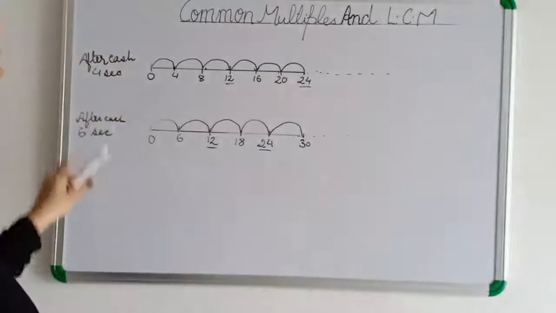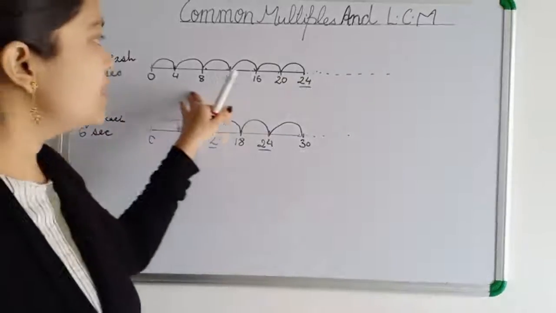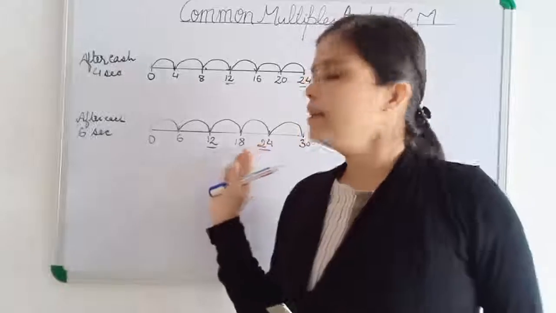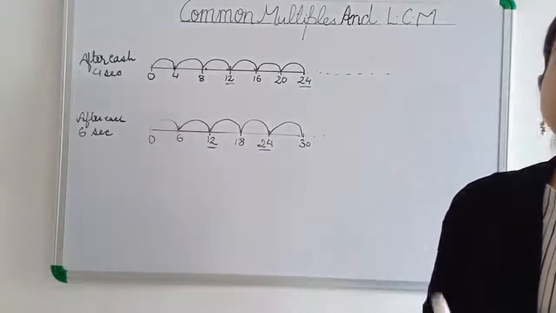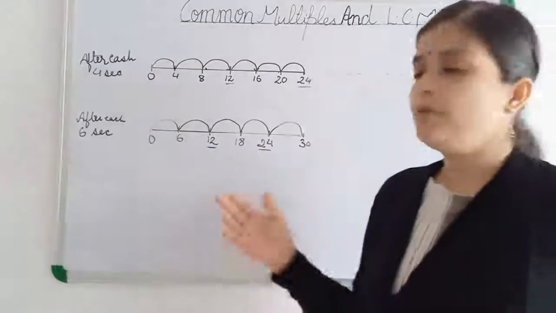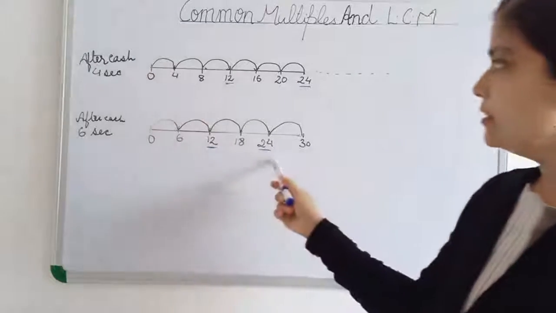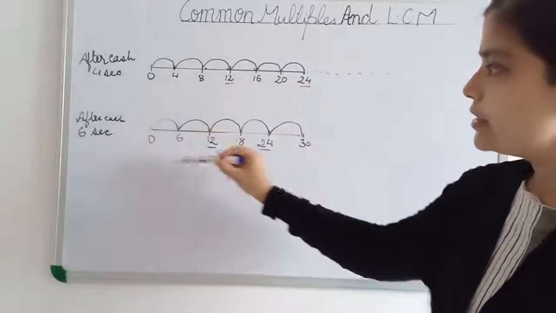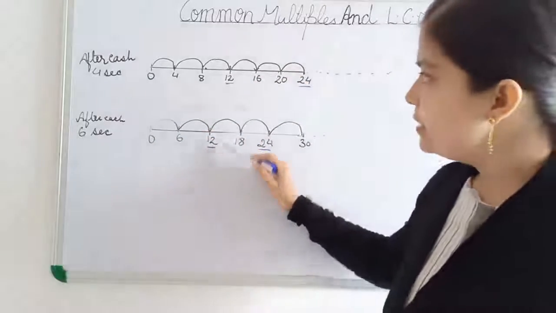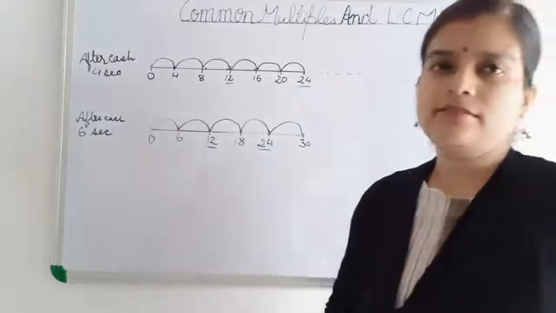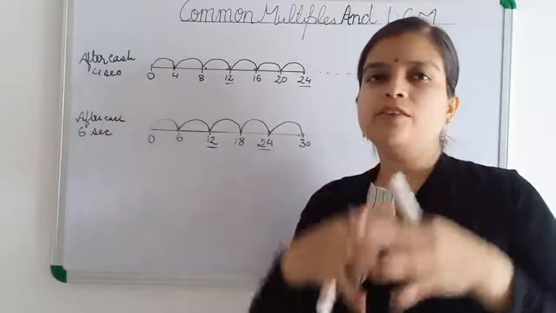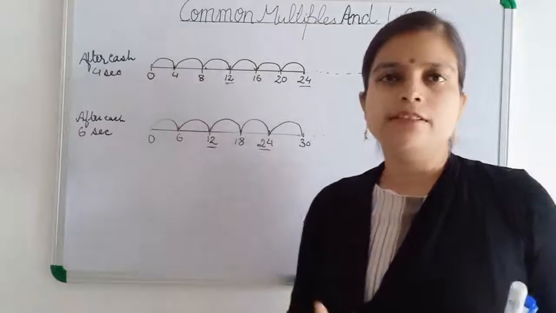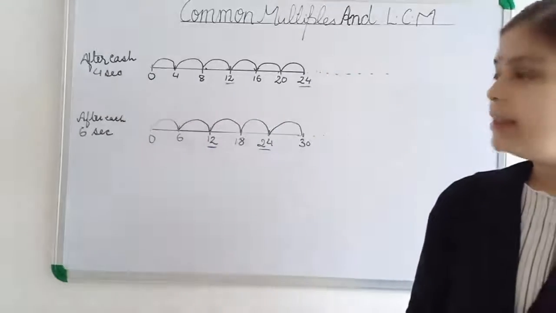So to find the common multiples, first we write all the multiples of the numbers given, and then we find the common multiples of both numbers. You can see here, after 12 seconds you say yes and after 12 seconds your friend also says yes, so both of you are saying it together. That is common. You are sharing this time together. That is common multiples.